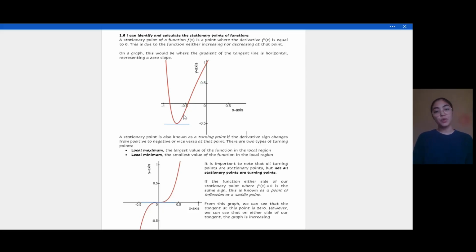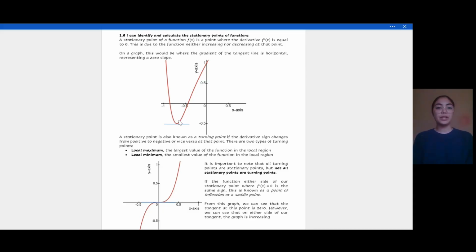Our stationary point can also be something called a turning point. A turning point is where we see the signs change from a decreasing to an increasing value. On this side, we can see that my function is going from decreasing values, getting onto that stationary point, and then changing into increasing values. So this is how I know that this is a turning point.